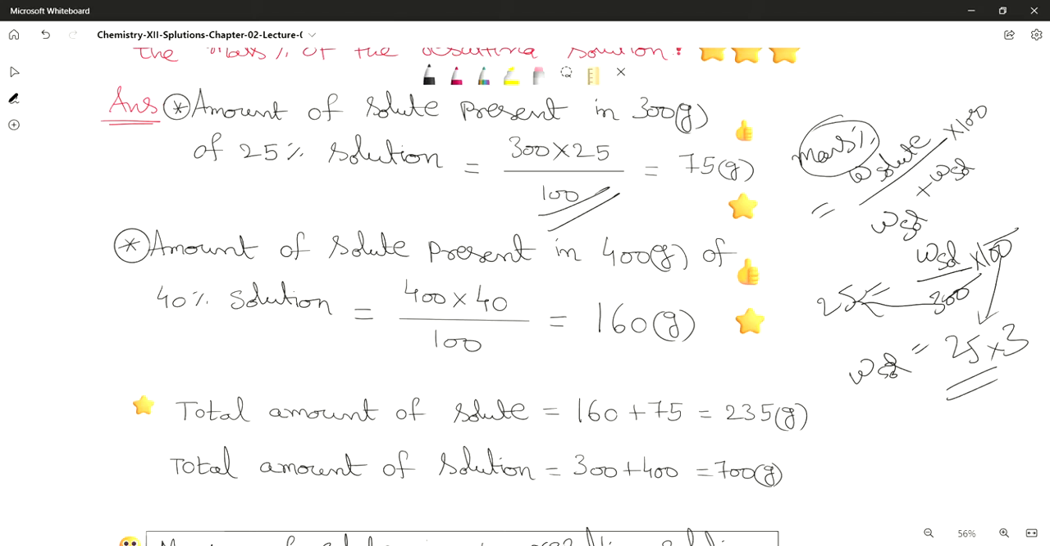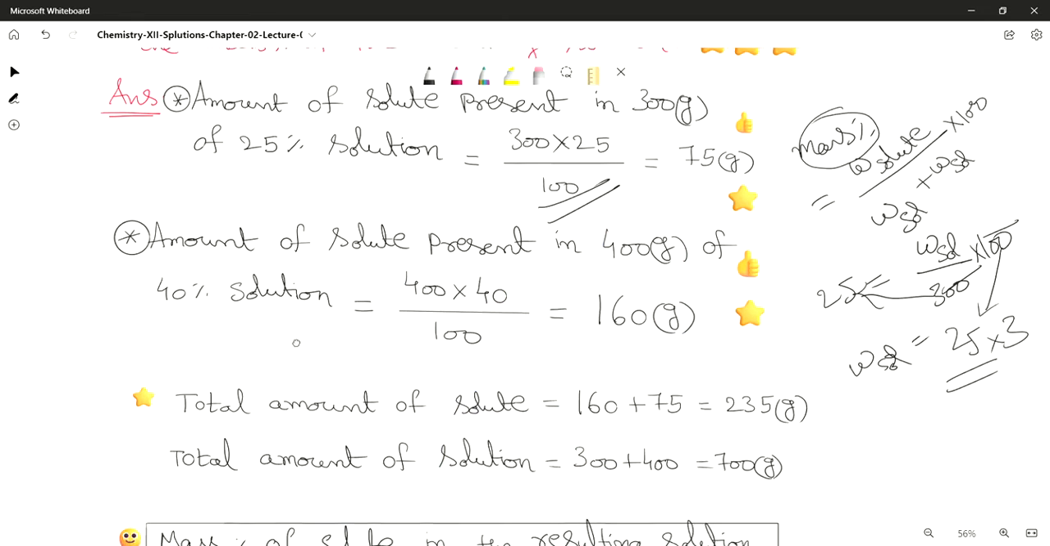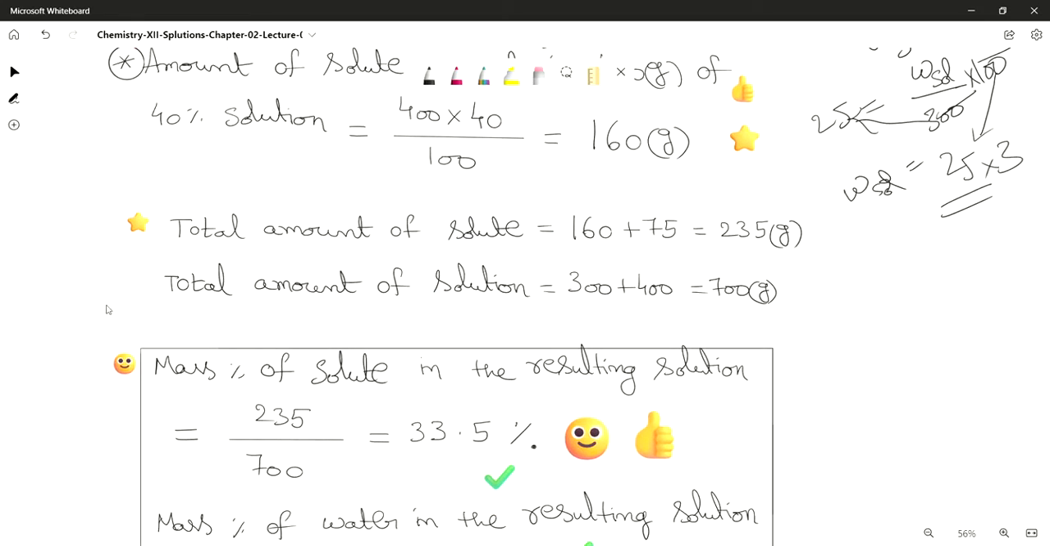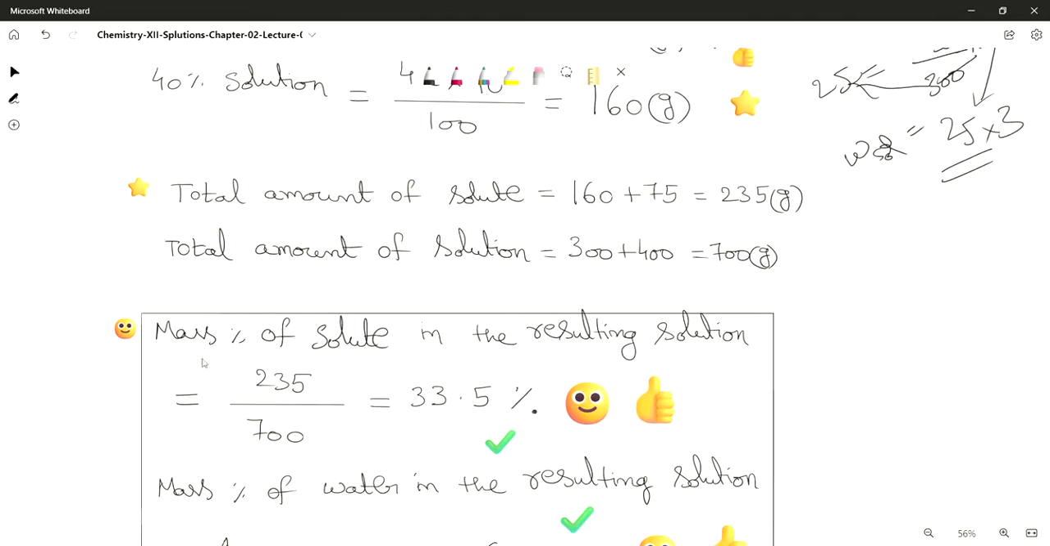Now let's see what next we can do. The amount of solute present in 400 grams of 40% solution is 400 into 40 divided by 100, as simple as that. So that is 160 grams. The total amount of solute present is 160 plus 75, which is 235 grams. And the total amount of solution is 300 plus 400, because they mixed 300 grams of solution 1 and 400 grams of solution 2, which works out to be 700 grams.